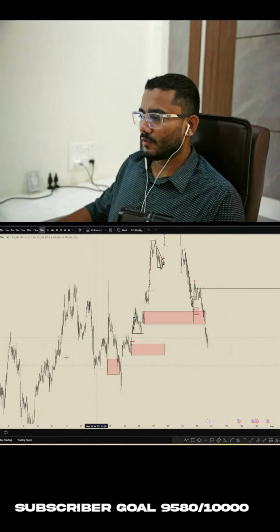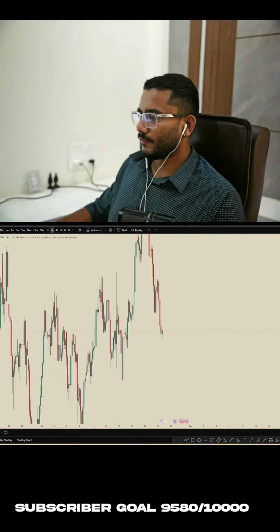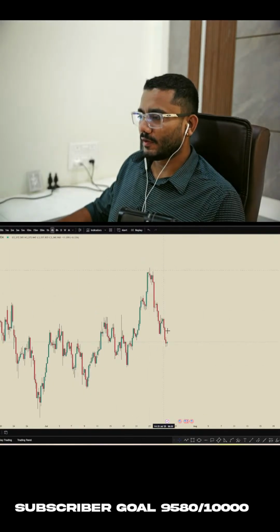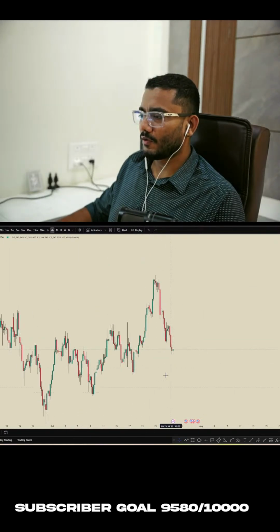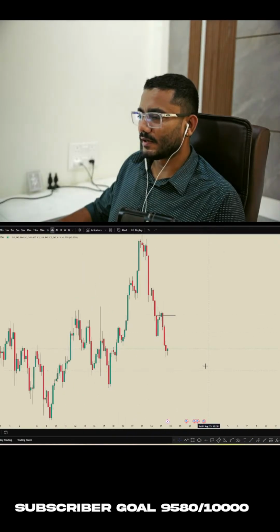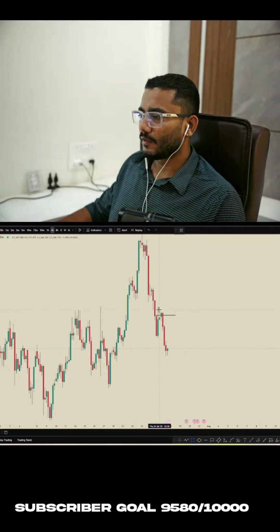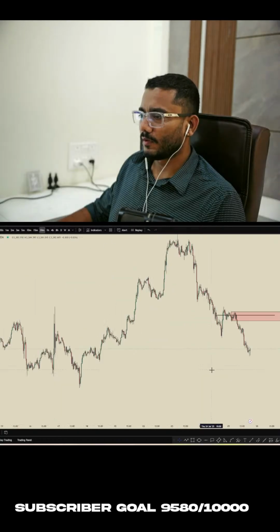So I'll remove this. So let's do a fresh analysis. Right now on gold, as you can see, this candle swept out this previous lows. So we can look for a sell side setup on gold for today. Right now, let's go to 30 minutes.